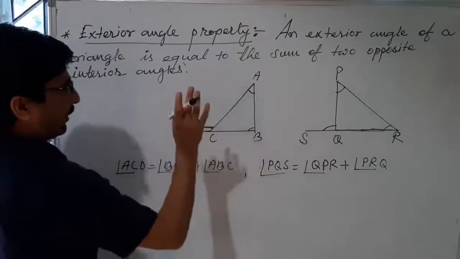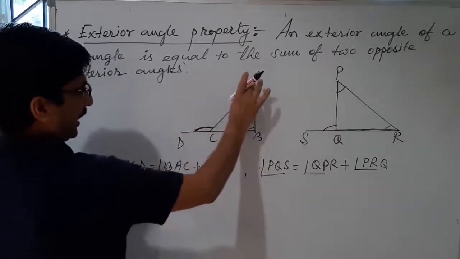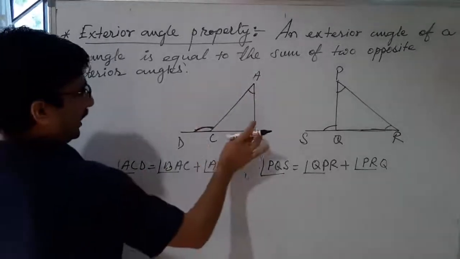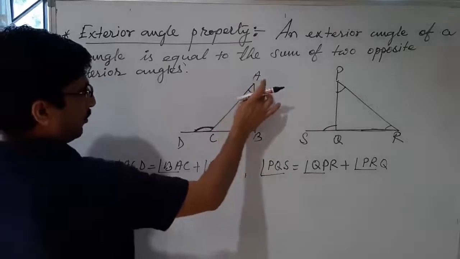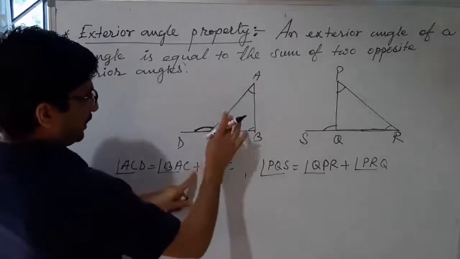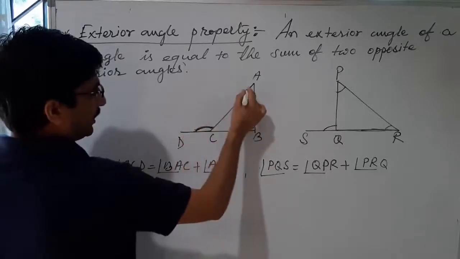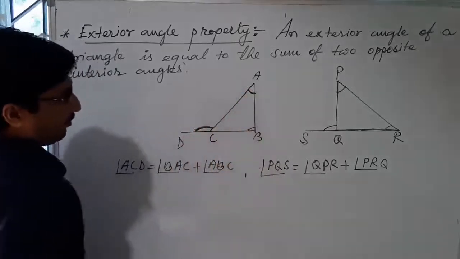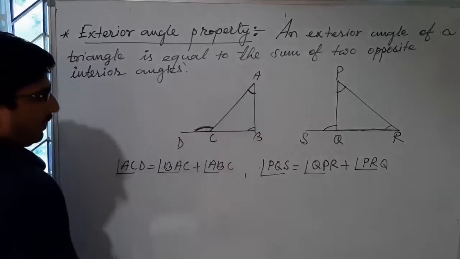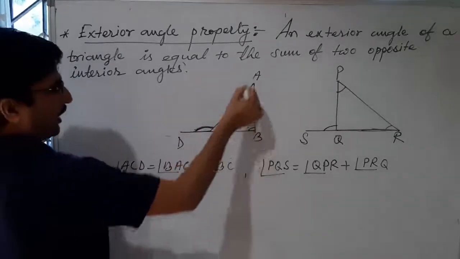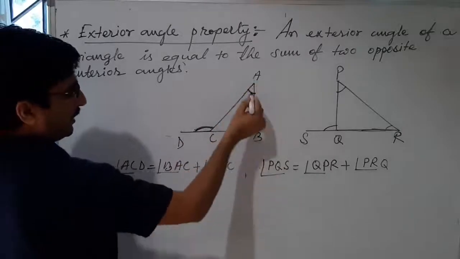That means the exterior angle ACD is equal to angle BAC, this opposite angle, plus the other opposite angle, ABC. This is the exterior angle property. Angle ACD is equal to angle BAC plus angle ABC.